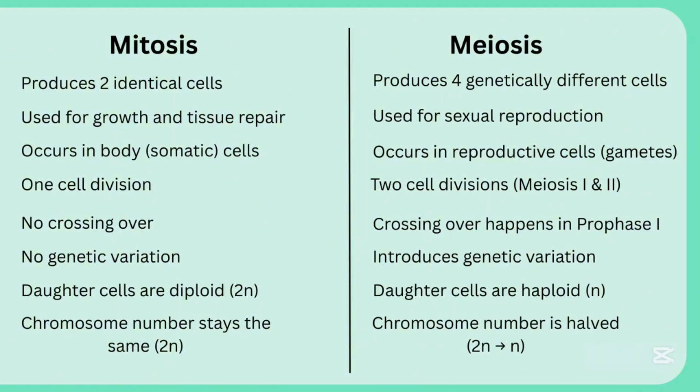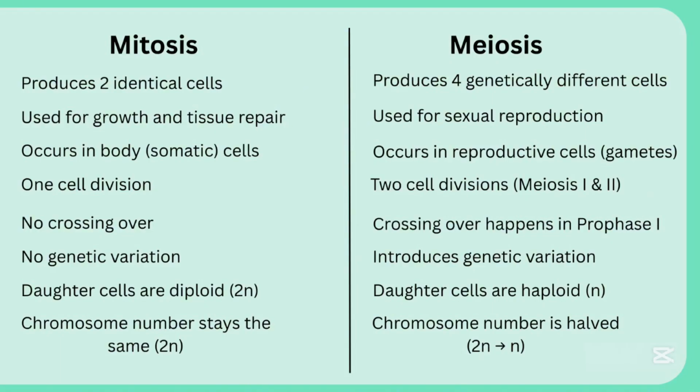Mitosis is used for growth and tissue repair, whereas meiosis is used for sexual reproduction. Mitosis occurs in body cells, in somatic body cells, whereas meiosis occurs in reproductive cells. Mitosis is one cell division, whereas meiosis is two cell divisions, meiosis 1 and meiosis 2, as I said before.